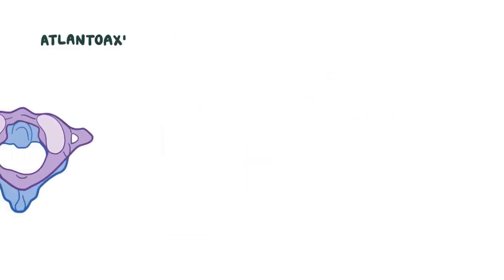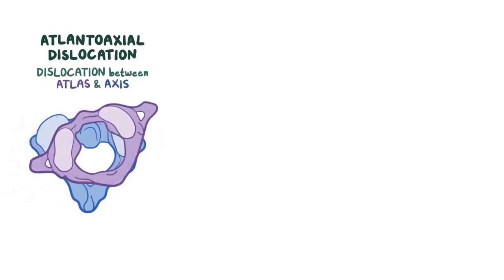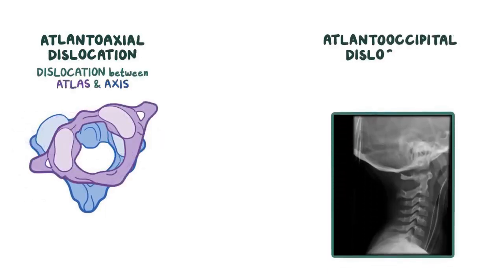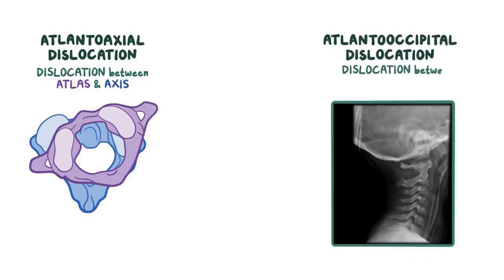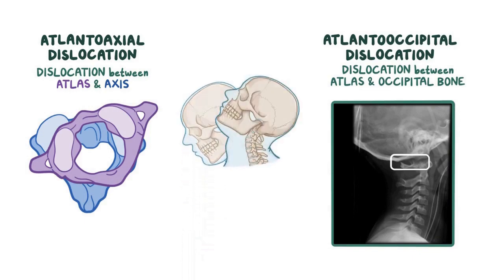Next are atlantoaxial dislocations, which is a dislocation between the atlas and the axis below, and atlanto-occipital dislocations, which is a dislocation between the atlas and the occipital bone above. Both may result from hyperflexion or hyperextension of the cervical spine, and may be life-threatening.